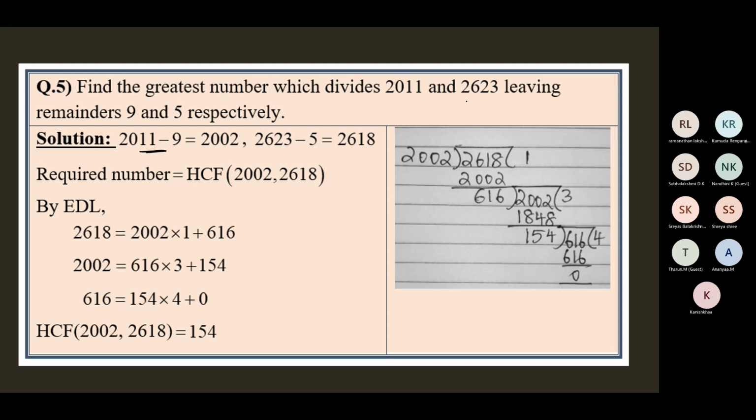There the remainder was the same in both the cases, so we subtracted 6 from both. Here the remainders are different, so this one minus 9 and this one minus 5. So you get two new numbers and find the HCF of those two new numbers. And that is the required number.